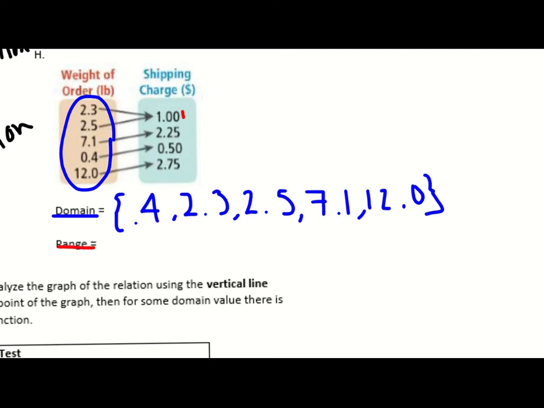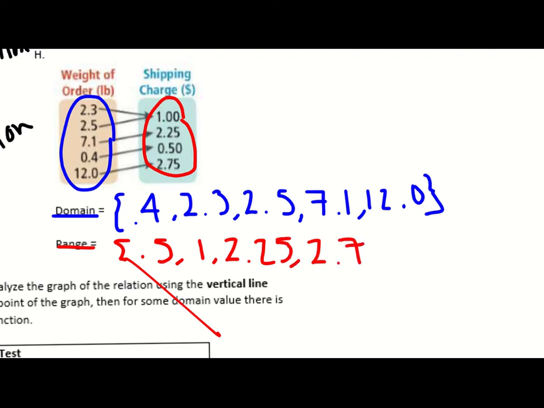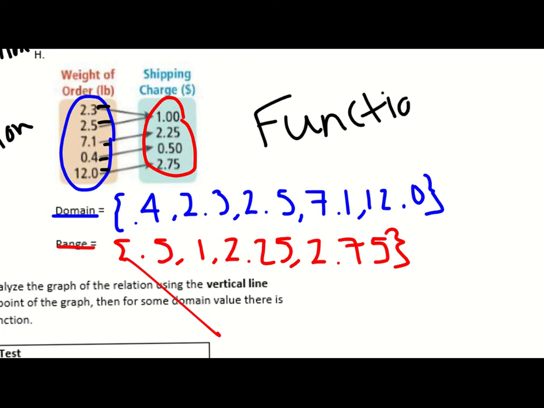Then I want to list my range, all the numbers on the right. So that would be 0.5, 1, 2.25, 2.75 inside my braces. So the last thing to do is determine, is this a function or not? So if you look at the x's, we want to see, did any of these have one extra arrow drawn from it. They did not, so we would say this is a function because each x was only used one time.